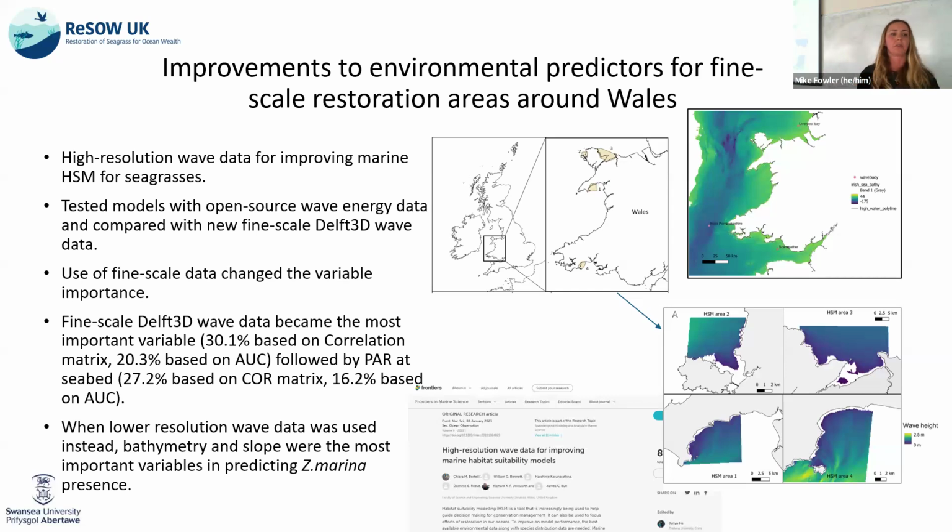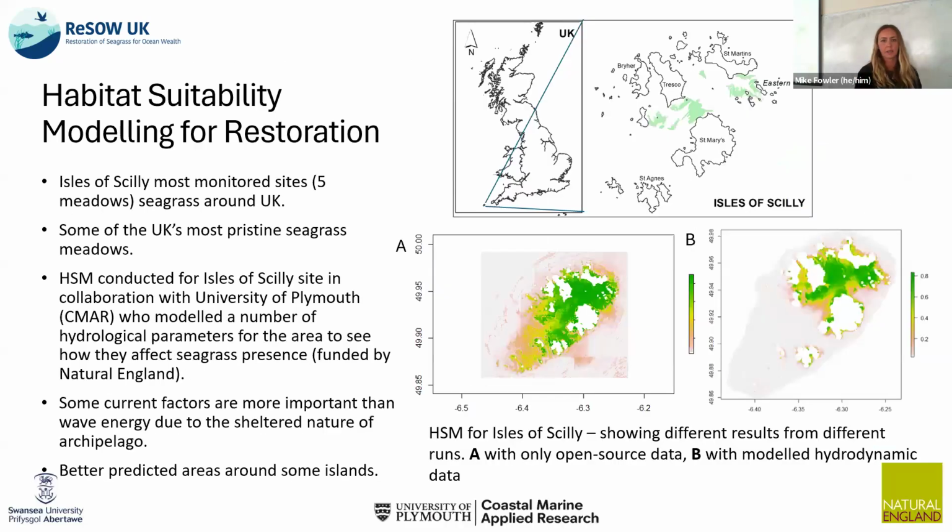And we found that the fine scale data did change the variable importance overall for the habitat suitability models. We found that when the lower resolution wave data was used, then bathymetry and slope were the most important variables predicting Zostera marina. But when the high resolution wave data was used, then wave energy became the most important variable for predicting where seagrass was likely to exist or suitable for seagrass to exist.